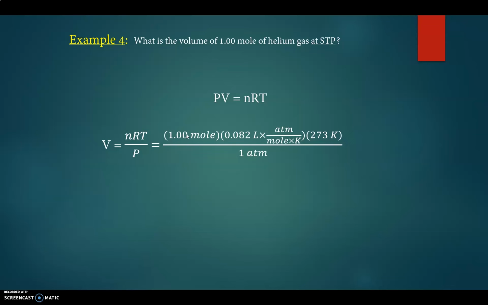So we have 1 mole of helium. We have R, which is always the same thing, 0.082 liters times atmospheres over moles times kelvins. And our standard temperature is 273 Kelvin, and of course, our standard pressure would be 1 atmosphere, and that comes out to be 22.4 liters. So that's the volume of 1 mole of helium at standard temperature and pressure.